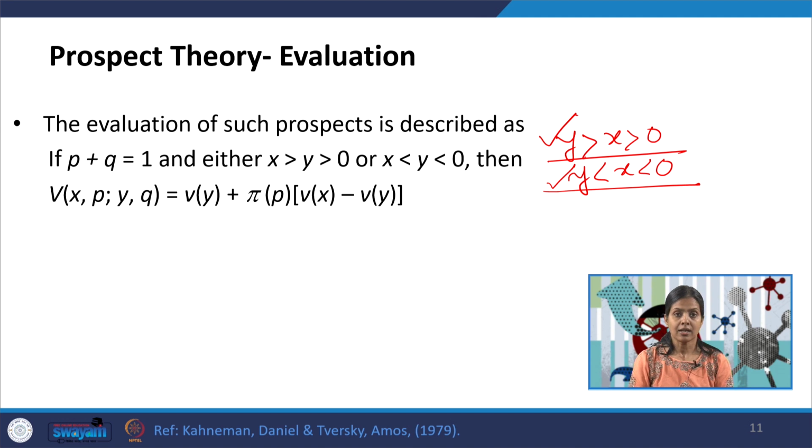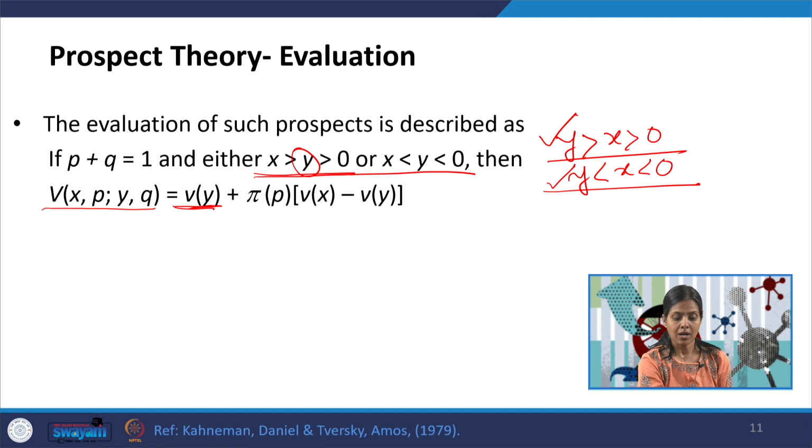Then in case it is a strictly positive or strictly negative prospect, we would write it as V(x p, y q) equals V(y), which is basically the sure component, either a sure gain or a sure loss, plus pi(p) times (V(x) minus V(y)). Now concentrate here. Since we have written it like this, that is x greater than y greater than 0, if it is a strictly positive prospect, then y is the smaller value which we are going to receive for sure, and that is why V(y) is separated.